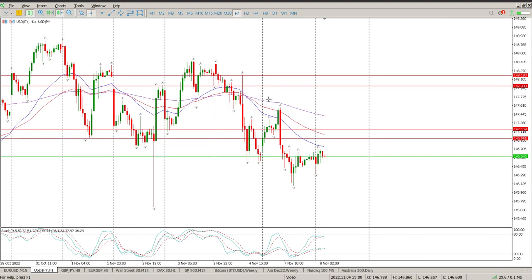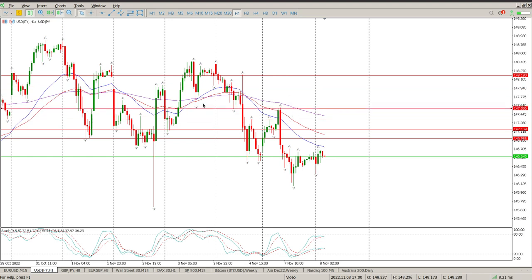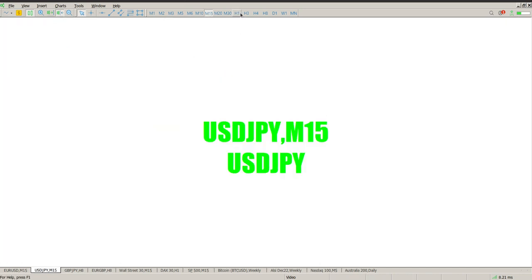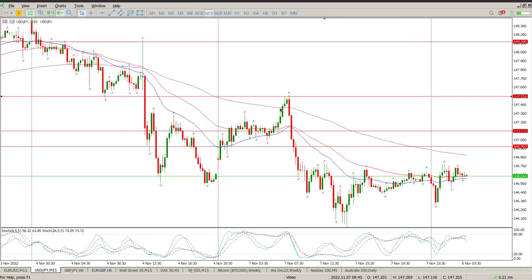And well, we did get some structure, so let's run through them quickly. That wasn't the area we're looking for, but it was one of the areas, and you can see there it is there, 147.556. And if you just drop down to the 15 minutes on that, you will see there's a pin bar. Didn't really happen, and then there's my confirmation bar.